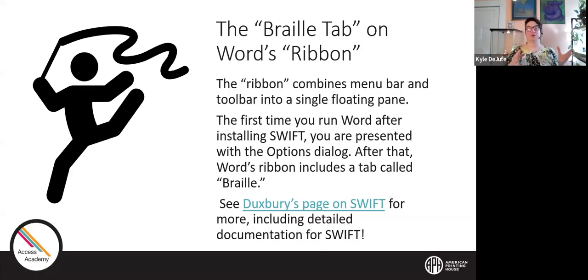The very first time you run Word after installing Swift, and Duxbury has a great page on Swift and what it is, you'll get the options dialog for Swift. After you've chosen a couple of very straightforward defaults, every time you open Word after that, Swift is part of the startup. Like Duxbury has said, here you go, Word. Here's a program from us. You can run it and allow our Braille transcribers to have a Braille tab when they're using Word.